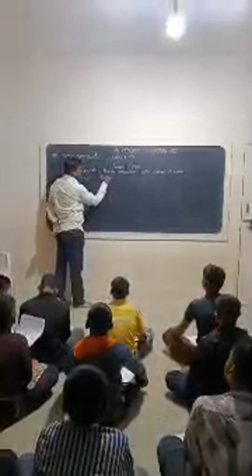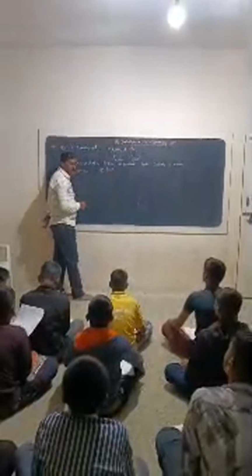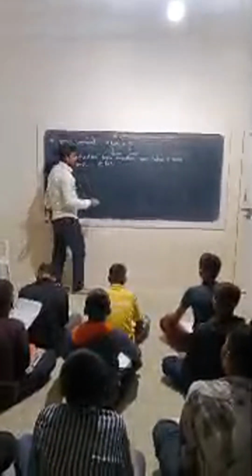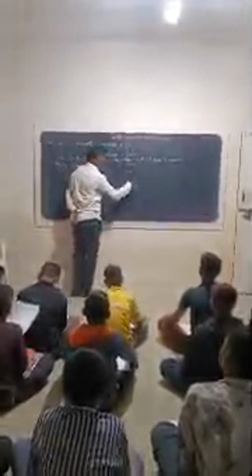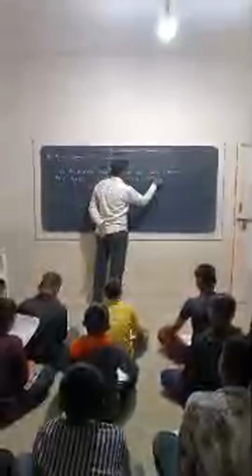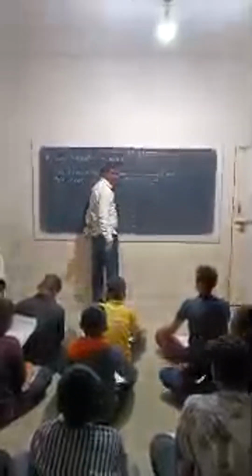NaCl, sodium chloride. Then the second example is KCl. What is the name? Potassium chloride. Then the third example is MgSO4. What is the name? Magnesium sulfate. Then the fourth one is CuSO4. What is the name? Copper sulfate.